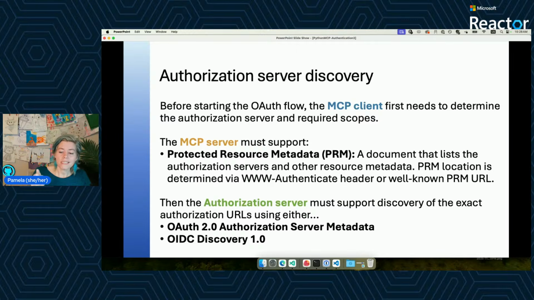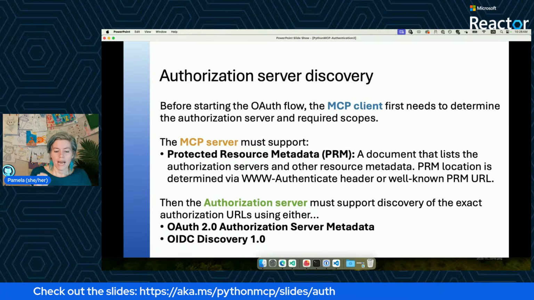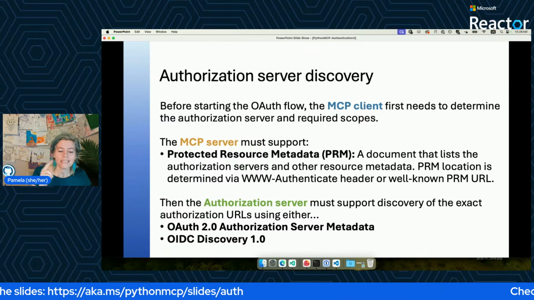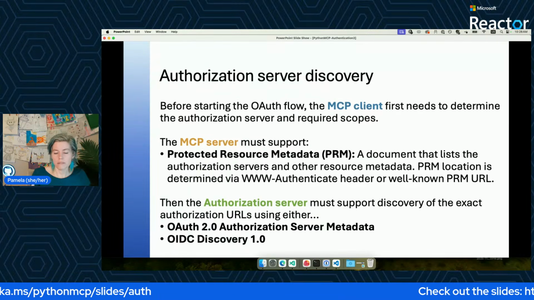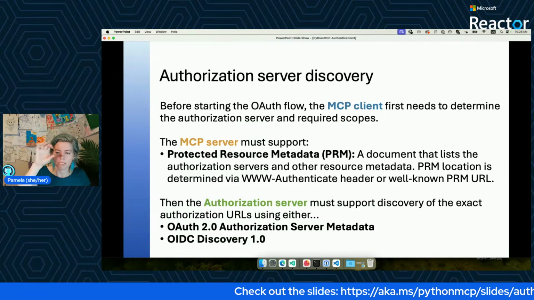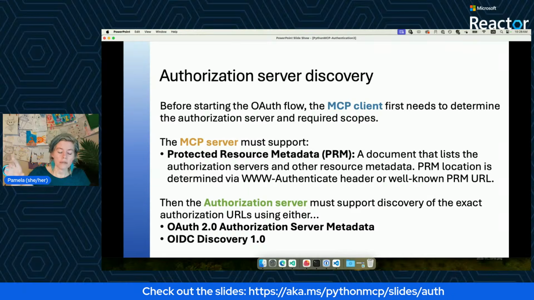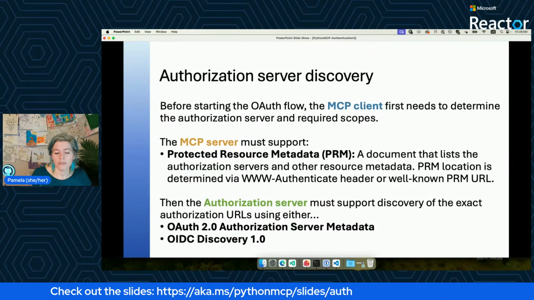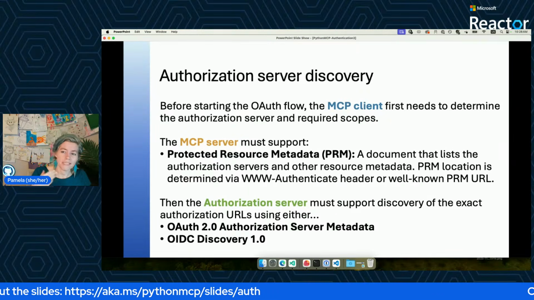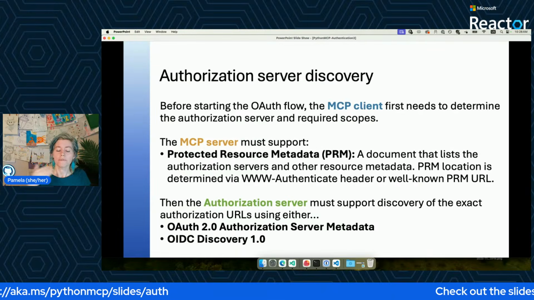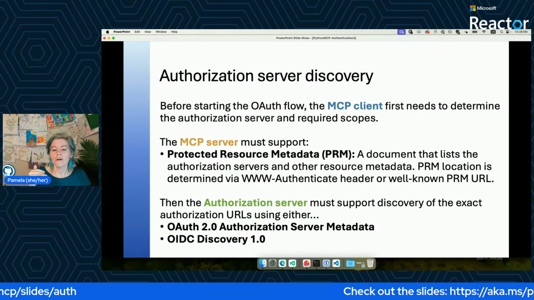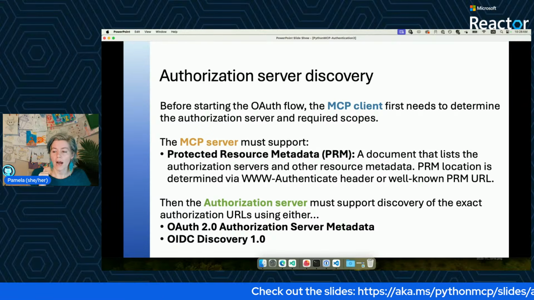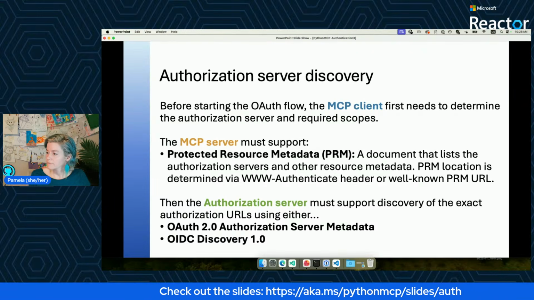Then the authorization server itself has to provide discovery of some additional information because there's multiple URLs involved with authorization servers. So the PRM is only going to list the main authorization server URL. Then the authorization server has to give back an additional document that says, okay, yeah, for my server, here's all the detailed information about how you're going to authenticate.